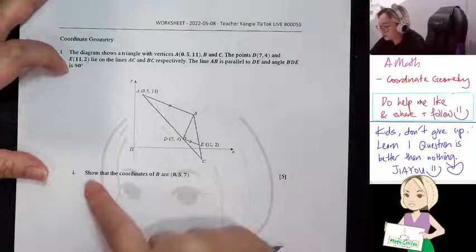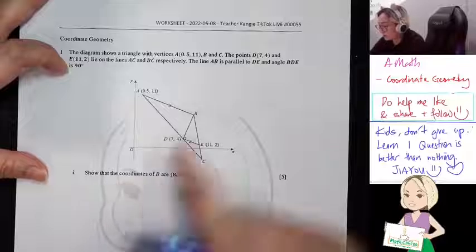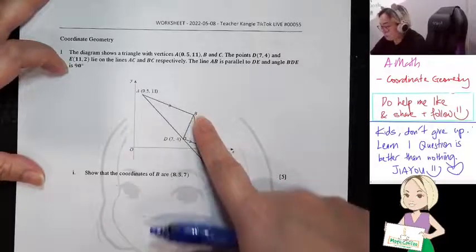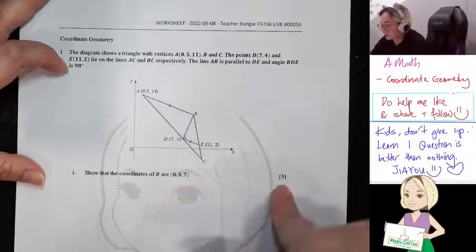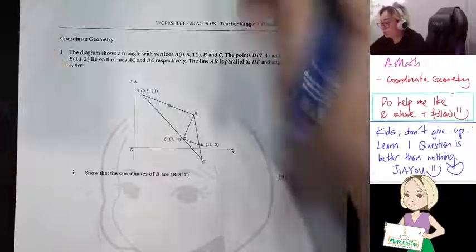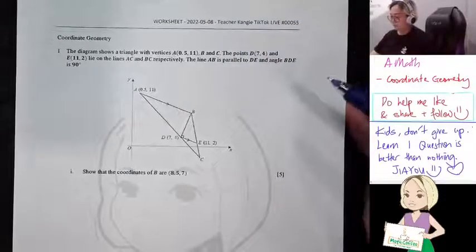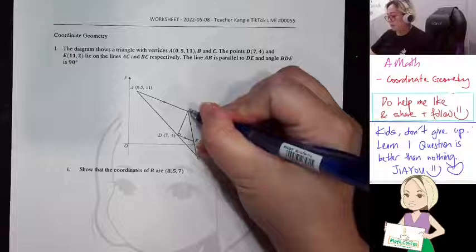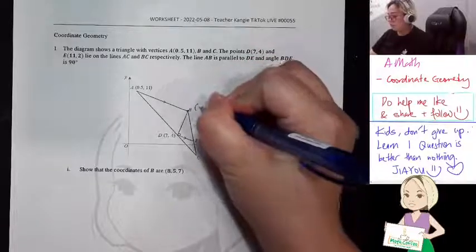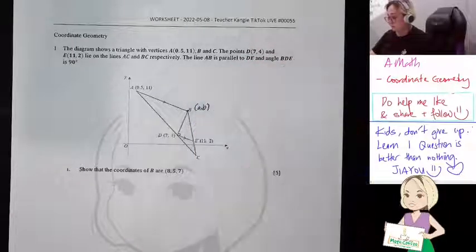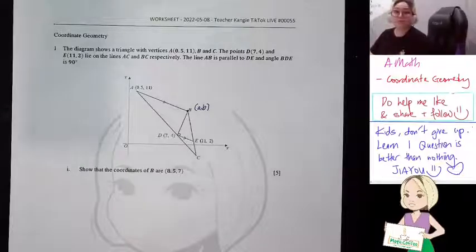Okay, they ask you to prove and show that the coordinates of point B is (8.5, 7). This is a 5 marks question. So how are you going to find this? Okay, first let's see the point B, what can we link it to? So I'm going to let this be (a, b). In this case we will actually have two unknowns. I don't know my a, I don't know my b.